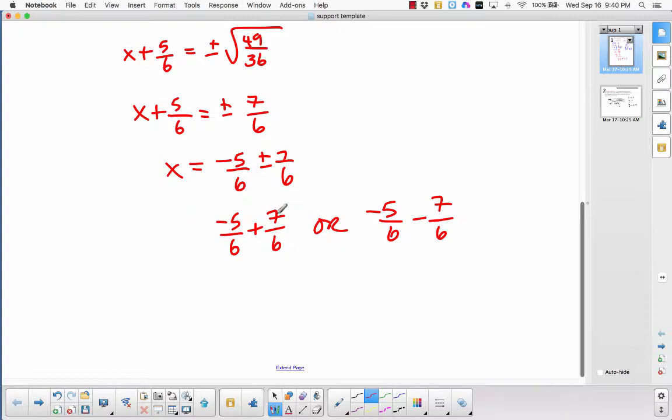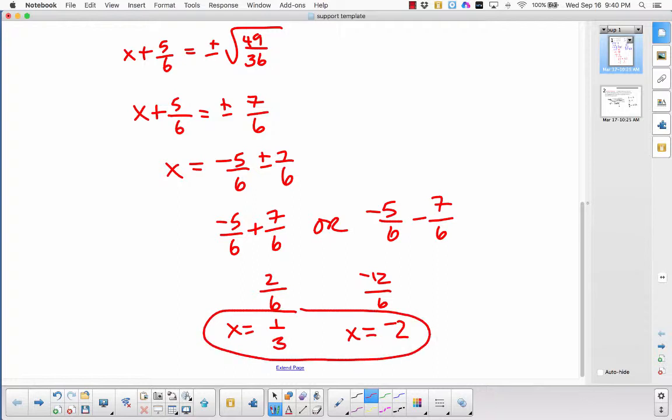So minus 5/6 plus 7/6, that would be 2/6, I think, which reduces to 1/3. So x is equal to 1/3. Or here, minus 5 minus 7 is minus 12. So minus 12/6, which when you divide, comes out to a negative 2. So those would be my two answers by completing the square.